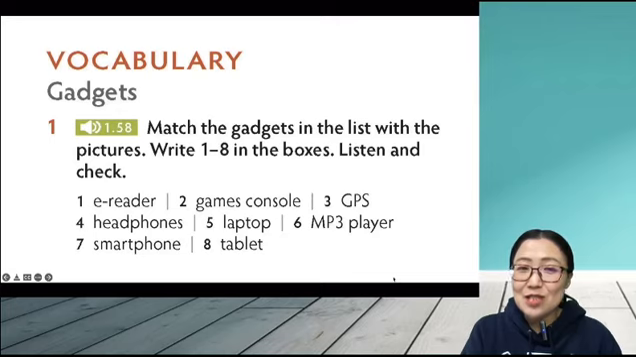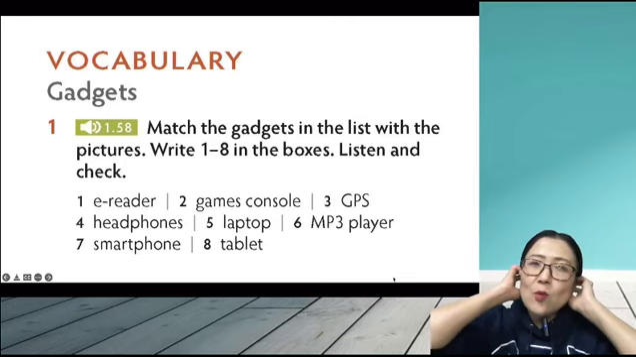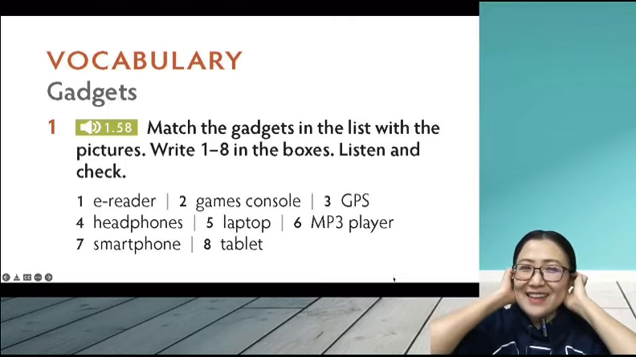And let's see number 2, games console. What is games console? Games console is the one that you use when you play games. Number 3, GPS. What is GPS? So we use GPS when we want to find a way. What about number 4? Headphones. So headphones are the ones that we put on when we are listening to music, right?